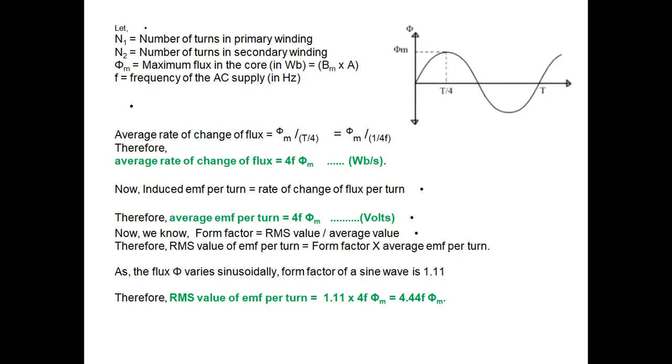Now, that EMF is still the average EMF because the flux is average flux. But just like voltage and current, in AC quantities it is better to represent any quantity by its RMS value. To do that, I will use the relationship between RMS value, average value and form factor. If we use that, finally the RMS value of EMF per turn we get is 4.44 f phi m. This is because of the factor 1.11, the form factor for a sinusoidal waveform.